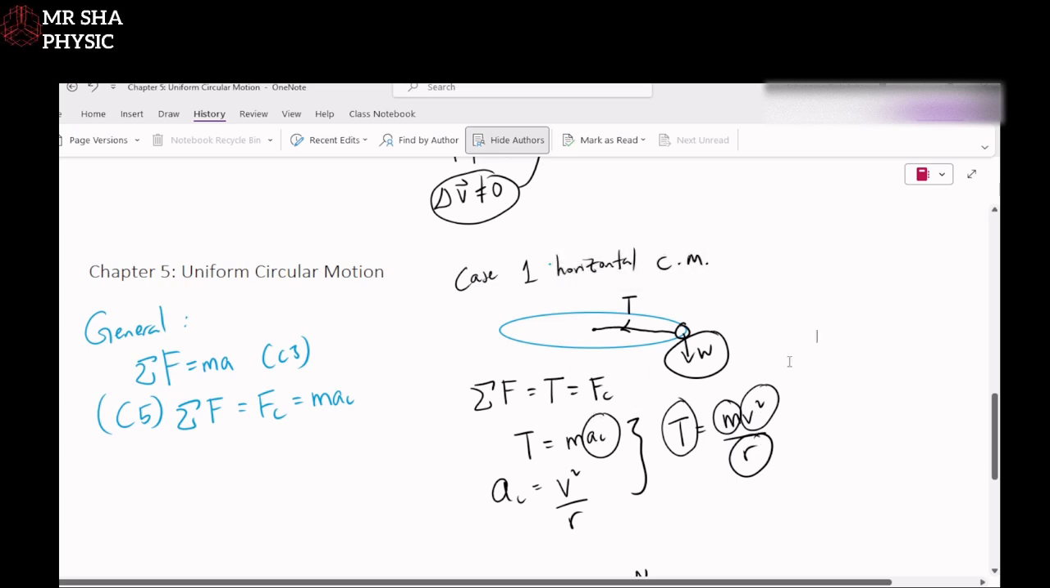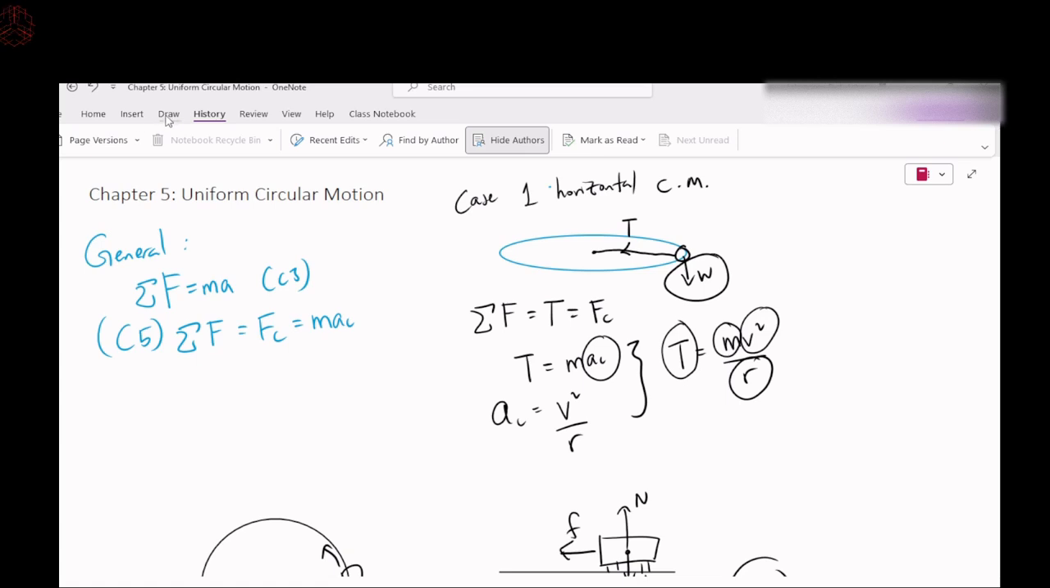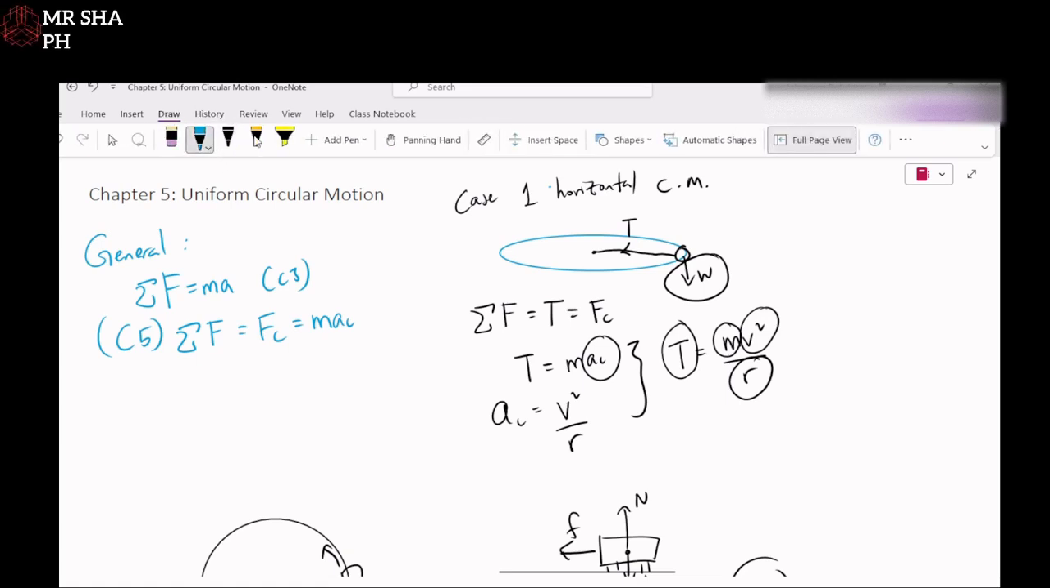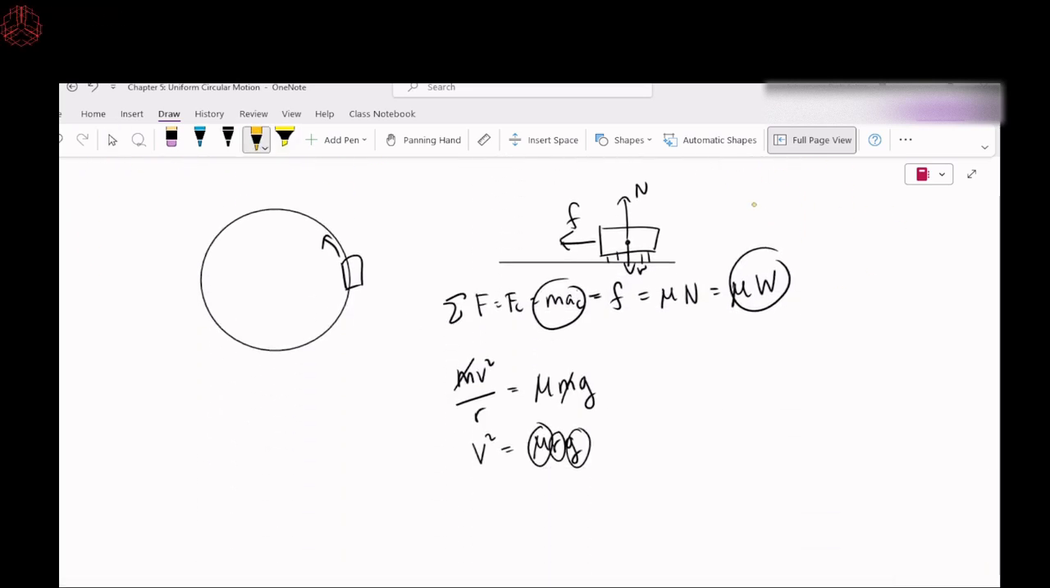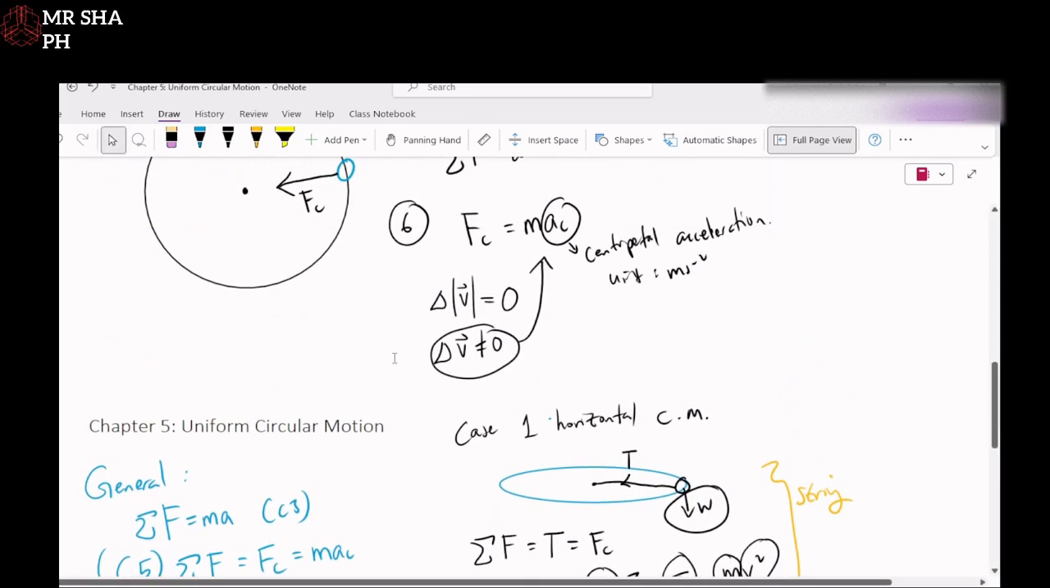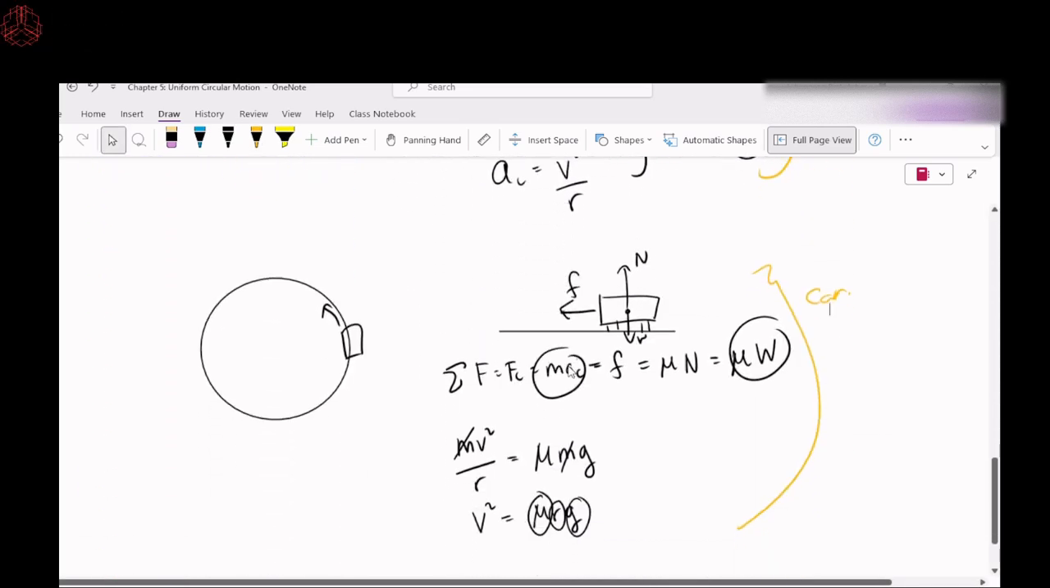You can have cases for a string, if the object is connected to a string, or you can have it in a car. Both a car making a circular motion and an object connected to a string being spun around can form horizontal circular motion.